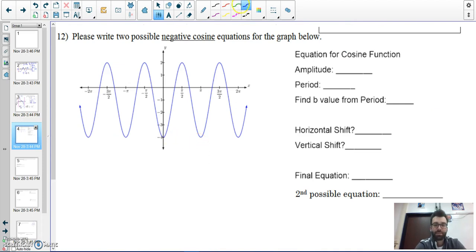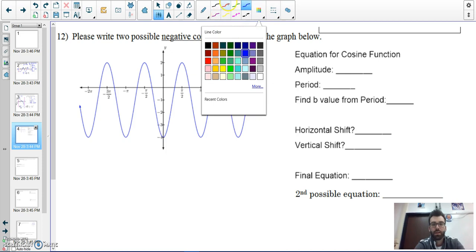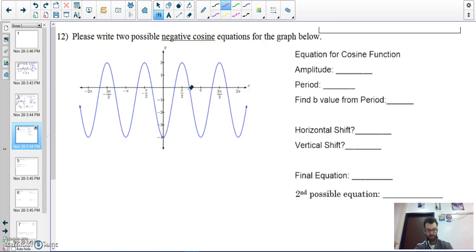Lastly, find 2 possible negative cosines. In order to do this, I first need to identify where my midline is. I know my smallest possible value, my minimum, is -4. My range goes from -4 to 2. That gives me 6. I travel 6 total units. The middle of 6 is 3. So 1, 2, 3. My midline is -1. So my vertical shift is down 1.